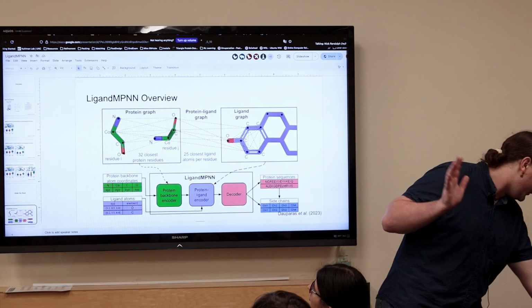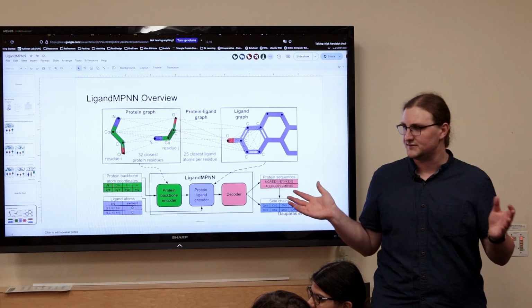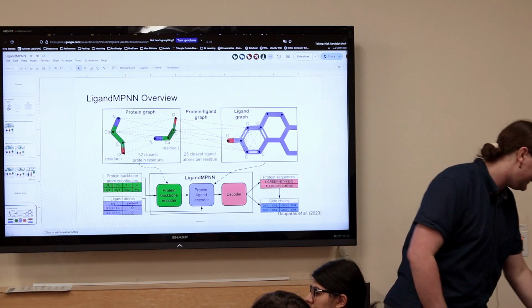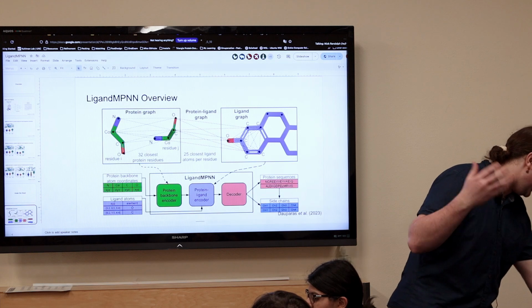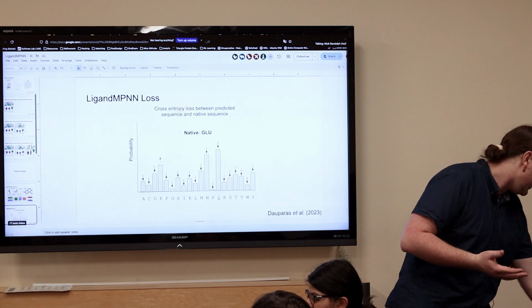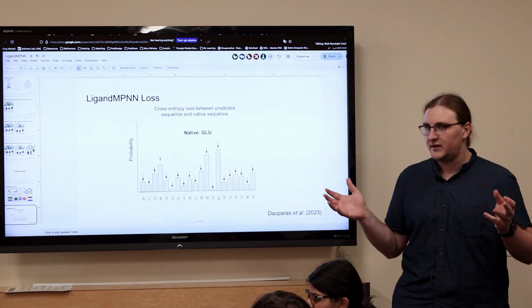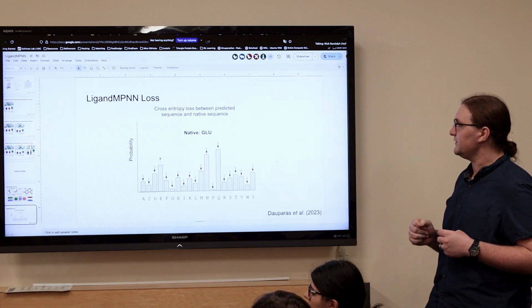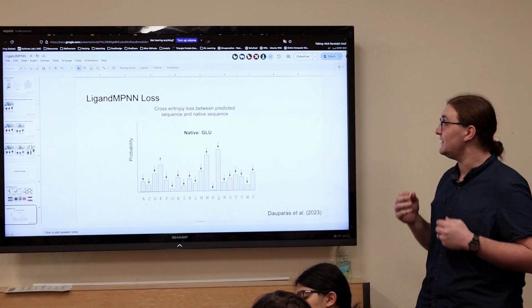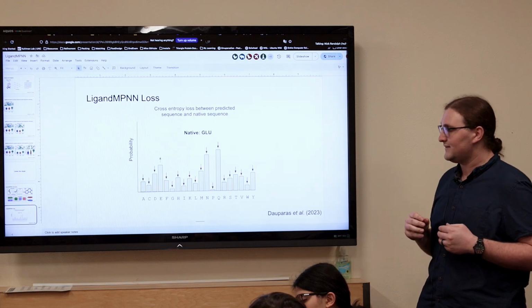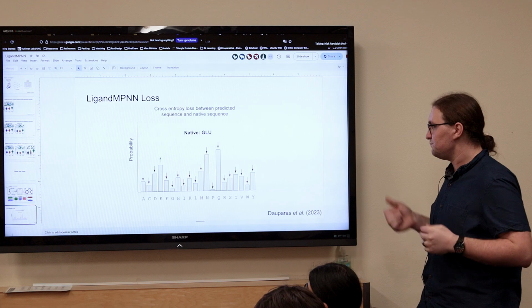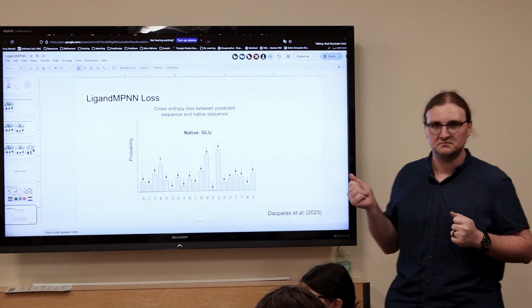Okay, so we had done the sequence, pretty much the same thing. We decoded it randomly, and it looks kind of like ProteinMPNN in that sense. Only we now have taken into the context all the other atoms that are also in the system. Similarly, the loss function is quite similar: categorical cross-entropy loss between the predicted sequence and the native sequence. If it's glutamic acid, we bump that probability up. We try to minimize everything else. Any questions on that?